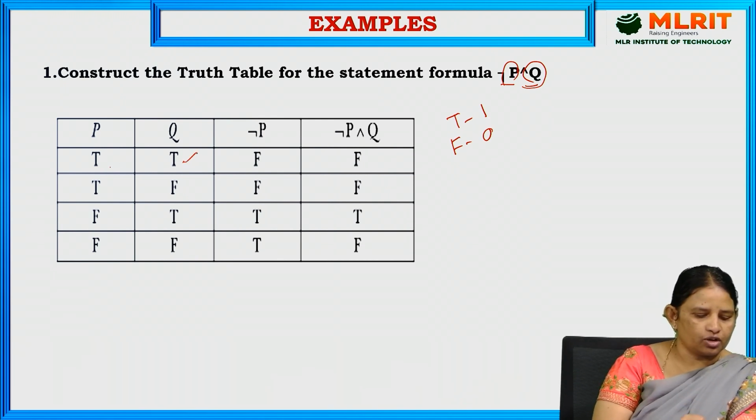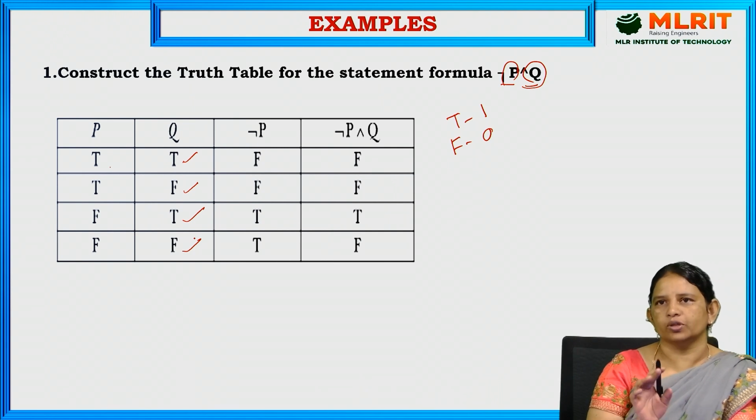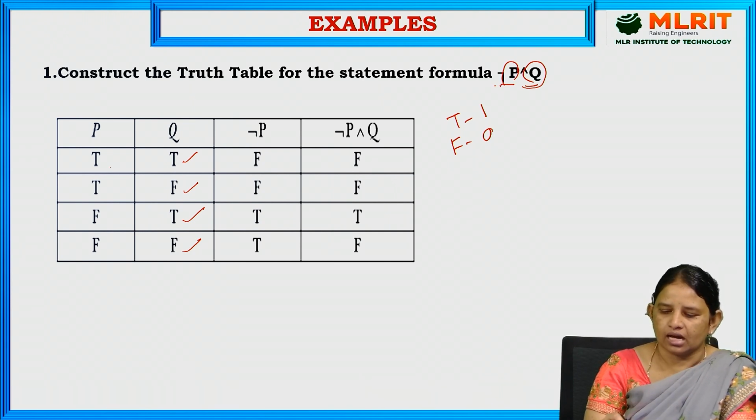True, true is one combination. True, false, false, true and false, false. There are 4 rows as the input. First take the negation of P.